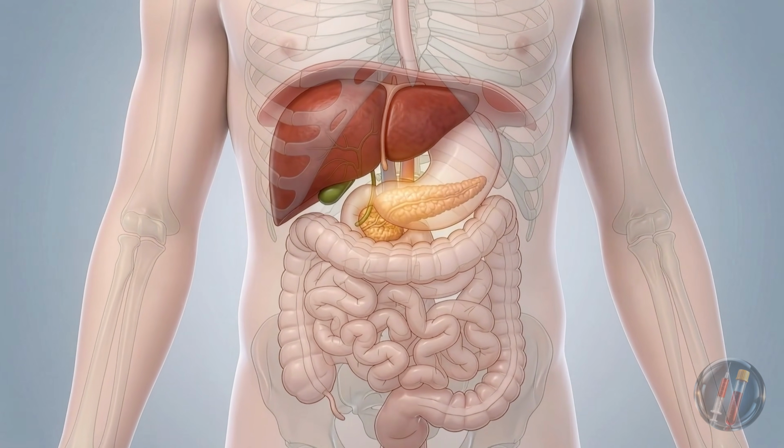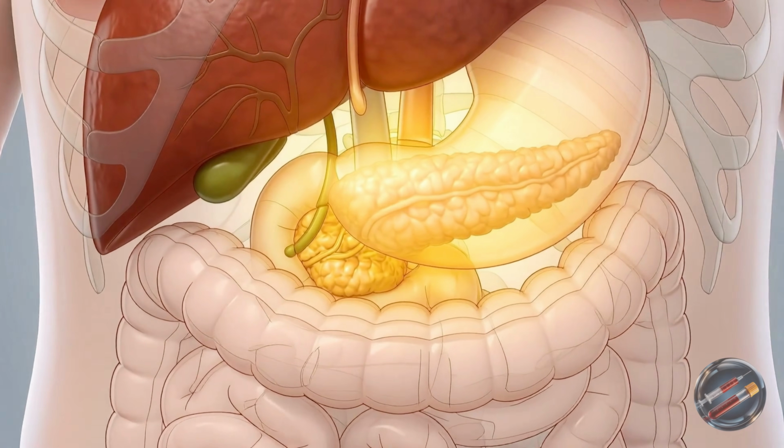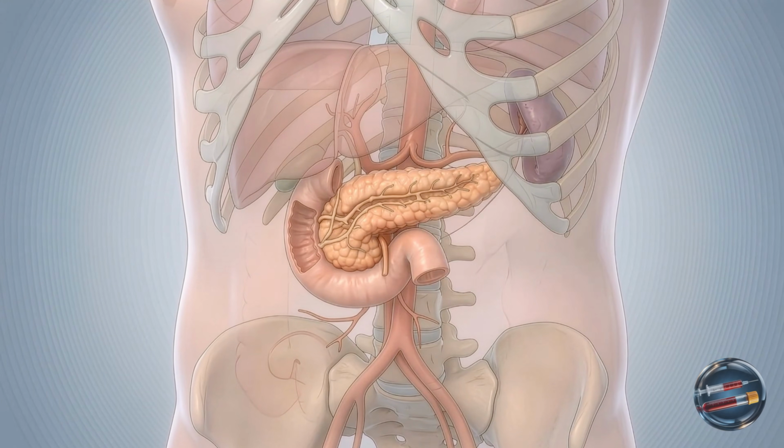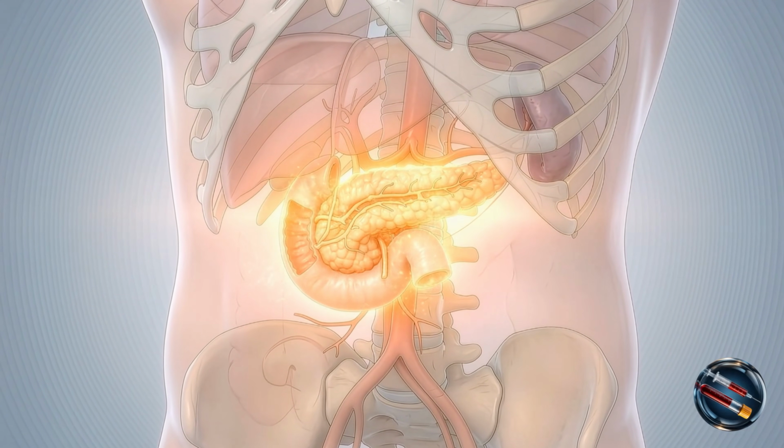Acute pancreatitis is a sudden, severe inflammation of the pancreas that occurs when digestive enzymes activate prematurely inside the pancreas, causing it to digest itself.